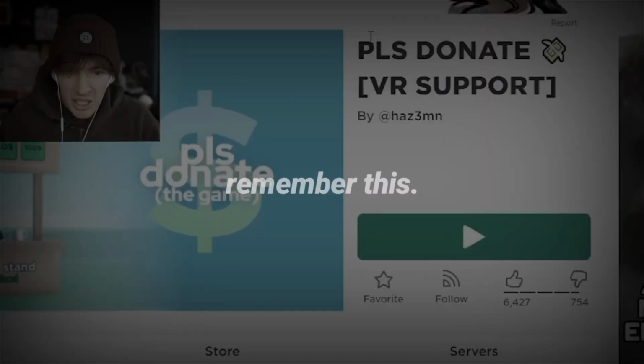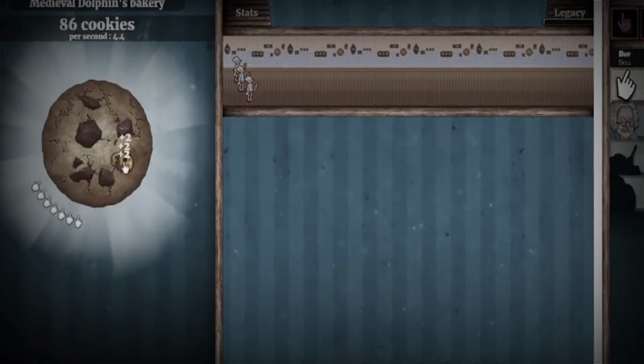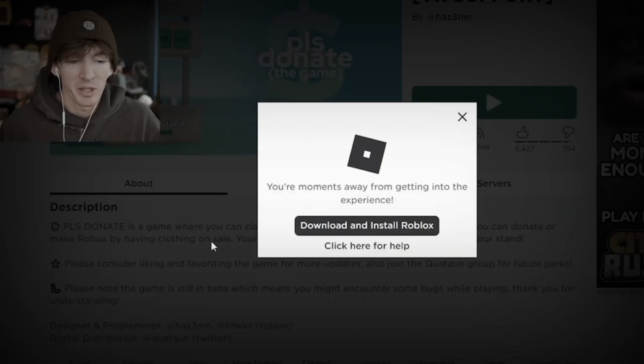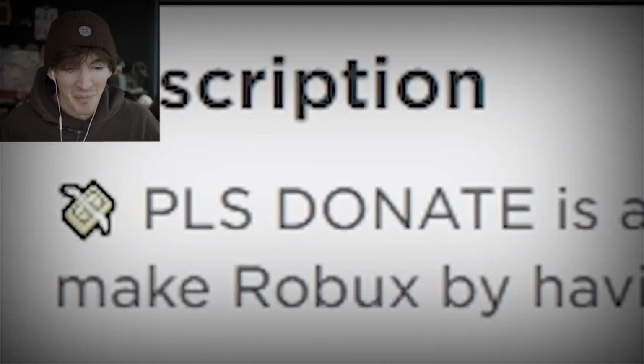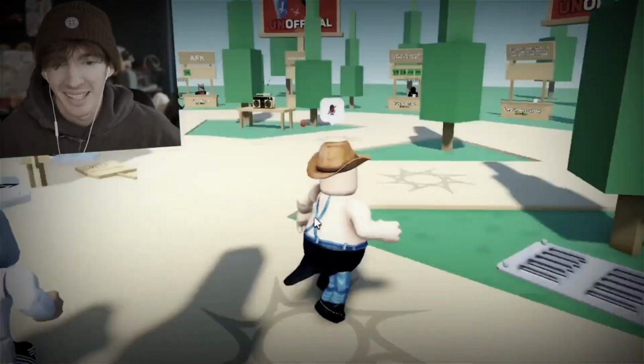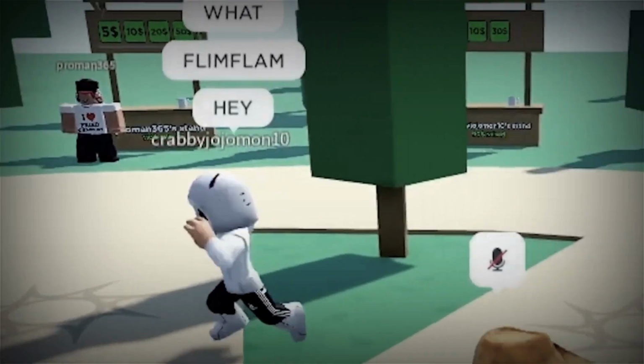Only OG Please Donate players will remember this. Please donate, please, please, please. I think this is gonna become the biggest Roblox game. This is where you come here to beg people for money. I would like to just maybe bait people.